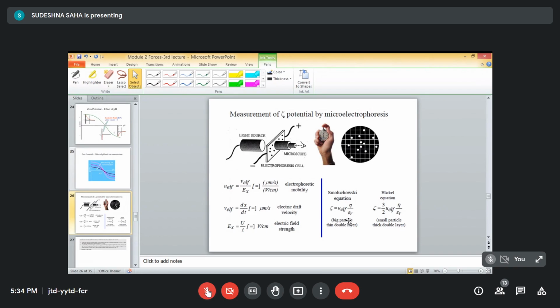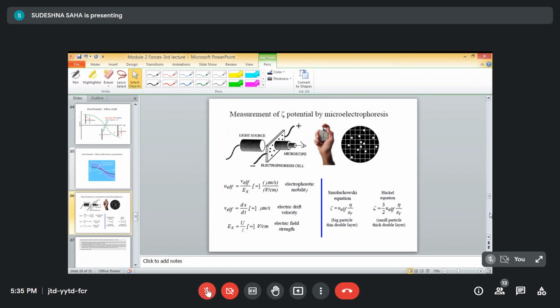For a big particle with a thin double layer you can use the Smoluchowski equation, and for a small particle with a very thick double layer you can use the Huckel equation, where zeta can be given in terms of 3/2 U_E eta divided by epsilon_r.